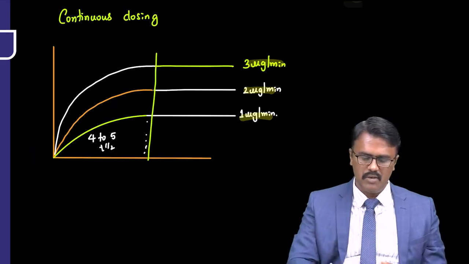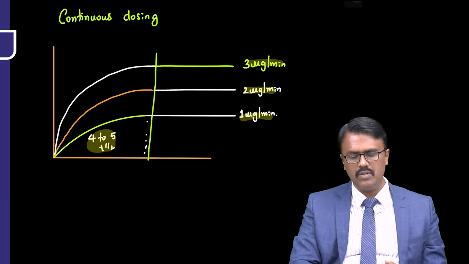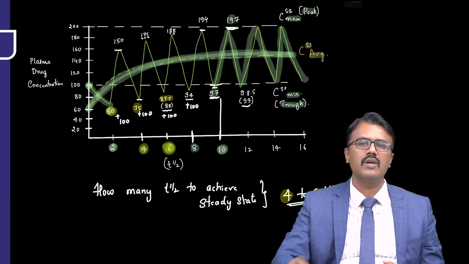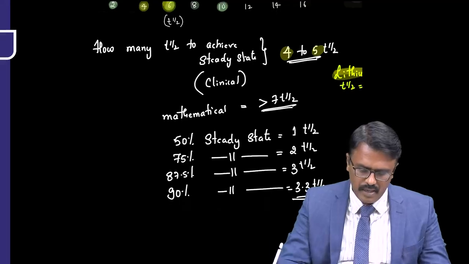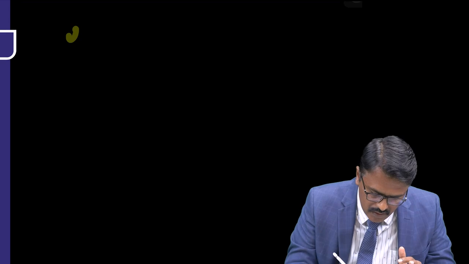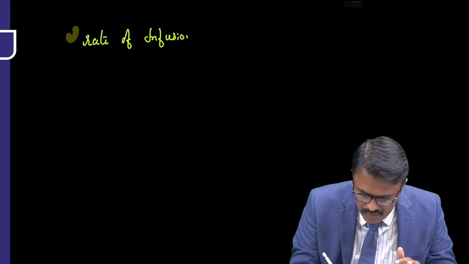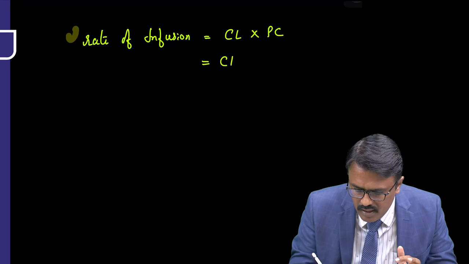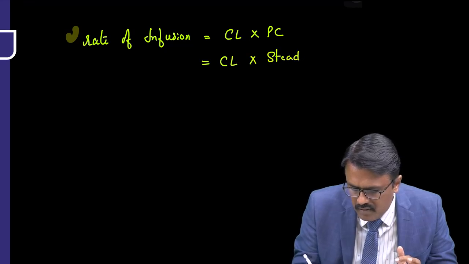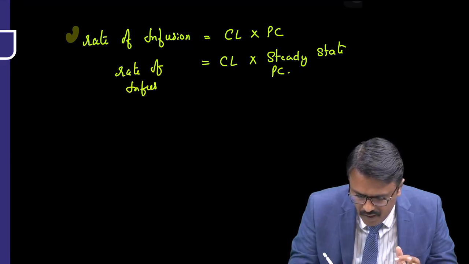So to achieve steady state, you require 4 to 5 half-lives. Whether you give continuously or you give intermittent dosing, it takes the same time. So that is about steady state plasma concentration. Now, one more thing I just want to tell you. I had told you rate of infusion or infusion rate is equal to clearance into plasma concentration. Now, many times, if that is not there, clearance into steady state plasma concentration. If they have given the steady state plasma concentration, that can also be taken into consideration and you get the rate of infusion. So this is one more formula you have.